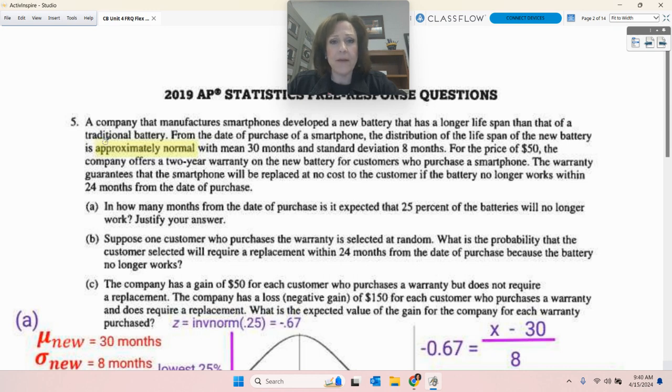were buying insurance on it for $50. And so we wanted to see the proportion of people who were going to actually have to get the phone replaced and so on and so forth. What we found was that the average lifespan of the battery was 30 months with a standard deviation of 8. And the price for the insurance was $50.